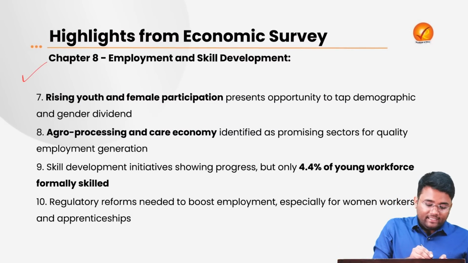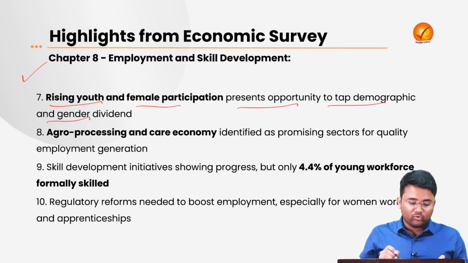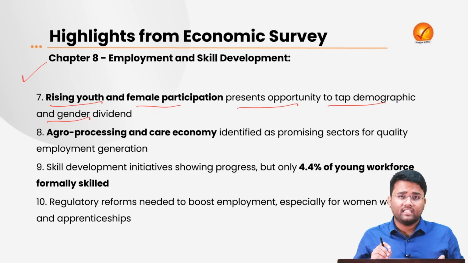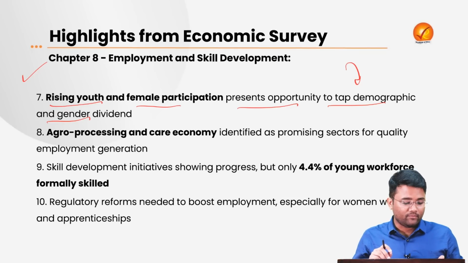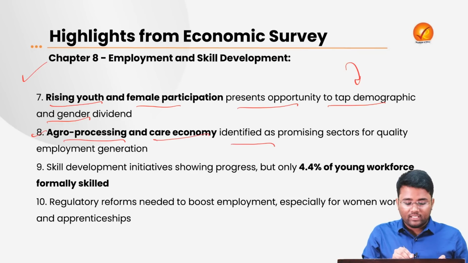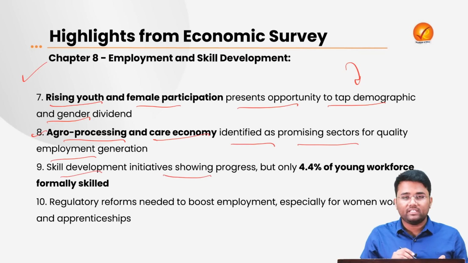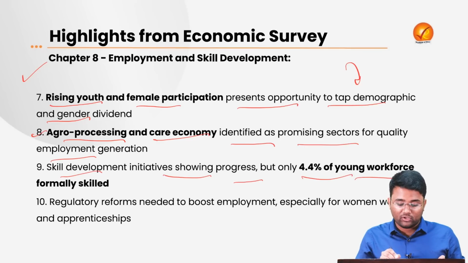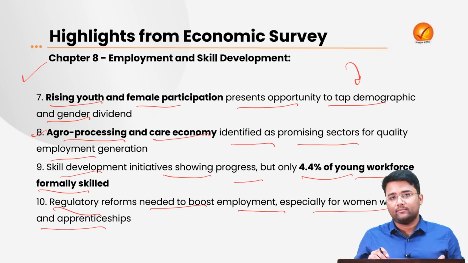Then some other highlights are that rising youth and female participation presents an opportunity to tap the demographic dividend as well as the gender dividend. We have the space to leverage that demographic dividend, but there is a need to properly address issues with proper policy focus. Then agro processing and the care economy are identified as promising sectors for quality employment generation. Skill development initiatives are showing progress, but only 4.4% of the young workforce are formally skilled. Regulatory reforms are needed to boost employment, especially for women workers and apprenticeships.